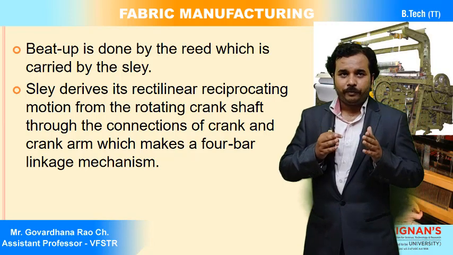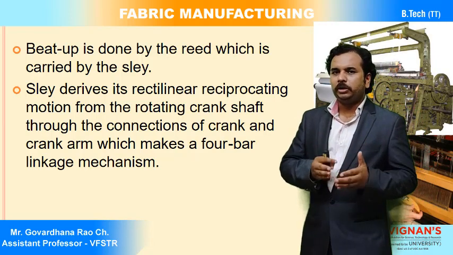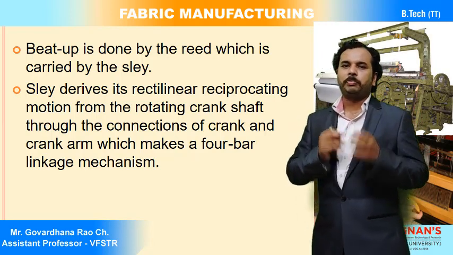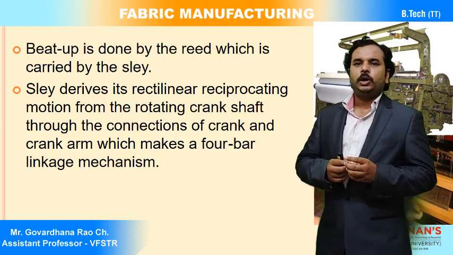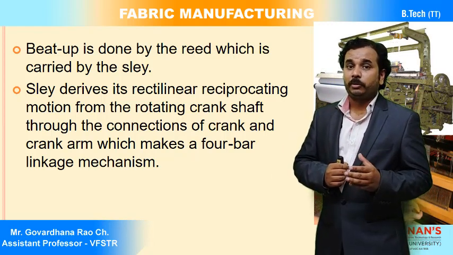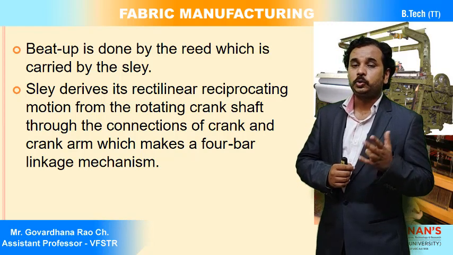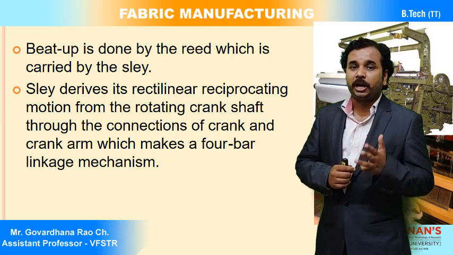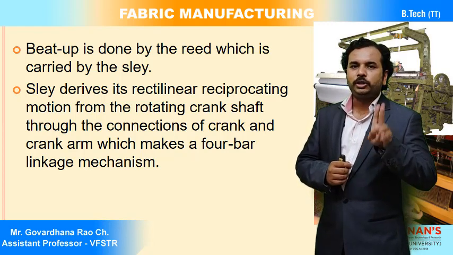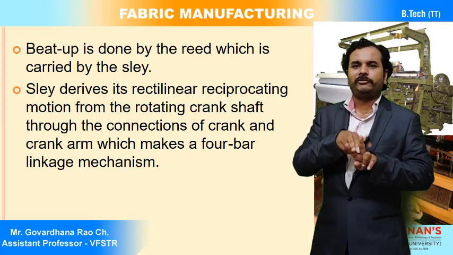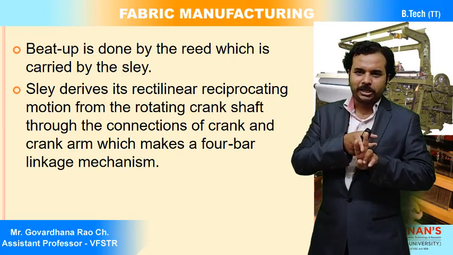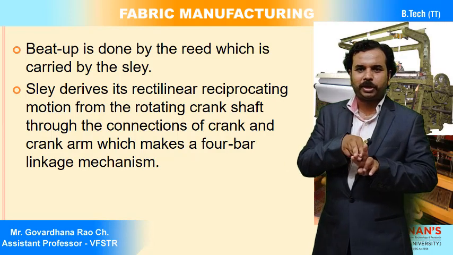In between the two dents we are going to pass the warp thread, uniformly, like 1 end per dent, 2 ends per dent, 3 ends per dent. So in between the two dents, how many ends are we passing? 1 end, 2 ends or 3 ends.